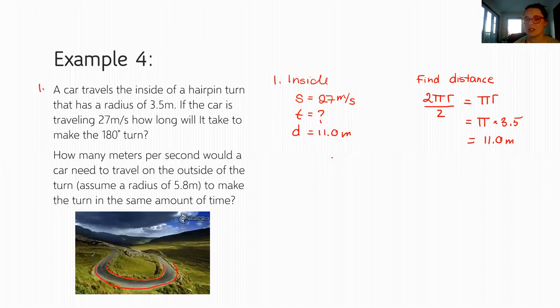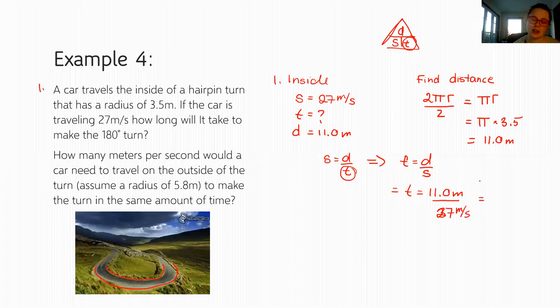Now let's look at our equation. Speed equals distance over time. I want to find time. Speed and time are going to switch spots. Or you use your triangle if you want. If you're using your triangle, it'll be speed, time, and distance. So I want to find time. It's going to be distance divided by speed, which is equal to distance of 11 meters divided by how fast it was traveling, which is 27 meters per second. Well, how long did it take to complete the turn?